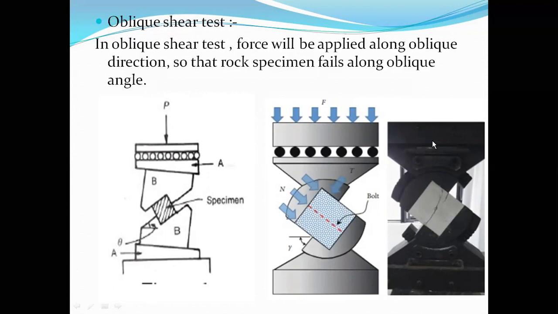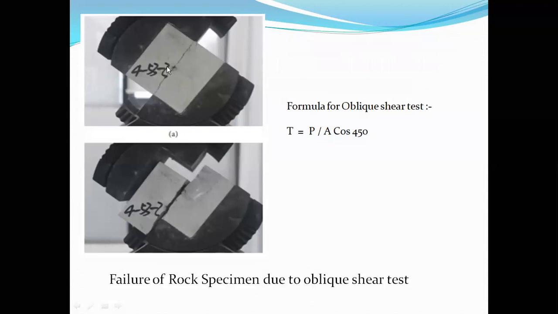This is another view of the same machine. In the oblique shear test, the force is applied along an oblique direction so that the rock specimen fails along a certain angle. That's why it is called the oblique shear test. This is the diagram, and this is another laboratory diagram of it. Due to application of this load, as I said, it gets sheared off here. So this is where it failed.